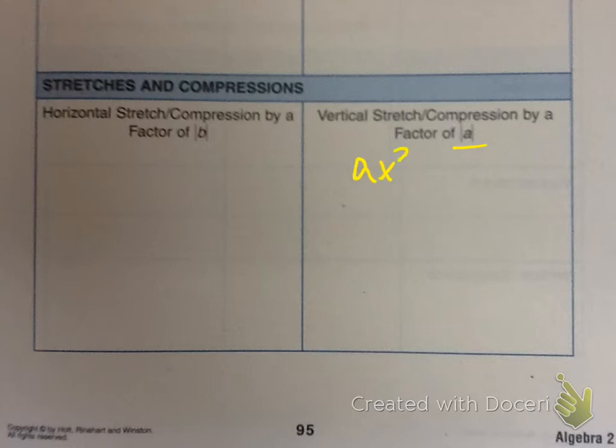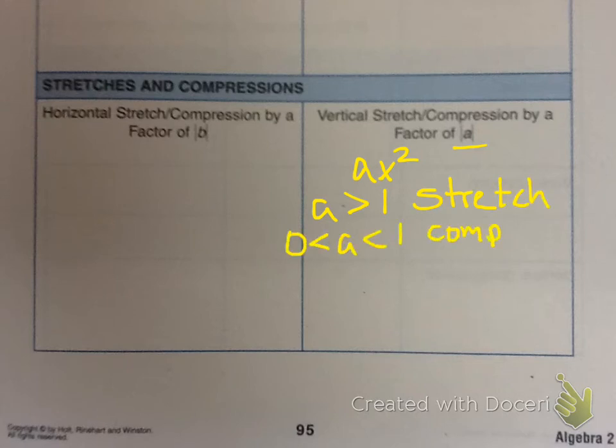So again, if I have a number in front of the x squared, that's going to be dealing with vertical stretch or compression. Notice there's no parentheses. If the number is bigger than 1, it's a stretch. If it's between 0 and 1, it's a compression. And when I say stretch, I mean the quadratic graph would look narrower. If I say compression, it would look wider. You stretch away from the x-axis in a vertical stretch. You compress towards the x-axis in a vertical compression.